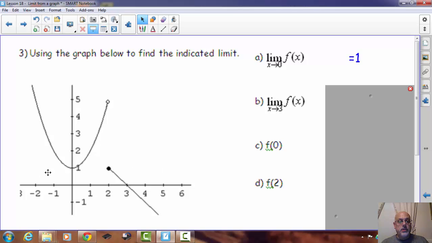As x approaches 3, this ends here. We can't get to x is 3 on this curve. We now have to jump down to the line. So as x approaches 3, y is 0. That's the limit of the function as x is approaching 3.